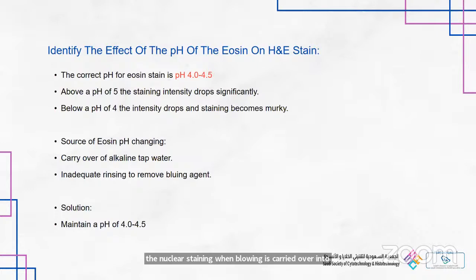And to fix this situation, you have to maintain the pH by increasing acidity with a small amount of acetic acid. It will sharpen the eosin. And the most important thing you have to know is the required pH of eosin should range from 4 to 4.5.